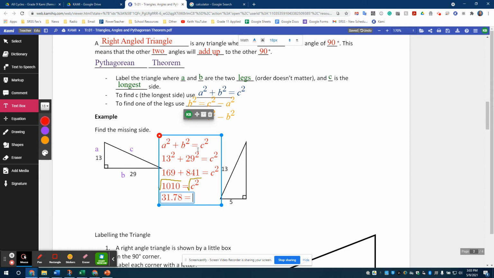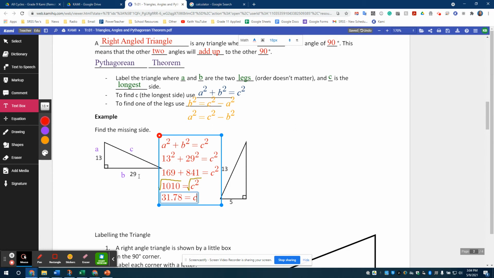31.78 is equal to C. So that means that this side right here is 31.78. Now again, C is always going to be the longest side. It's always going to be the longest side. So it should be longer than these two sides. Not much longer, but definitely longer.